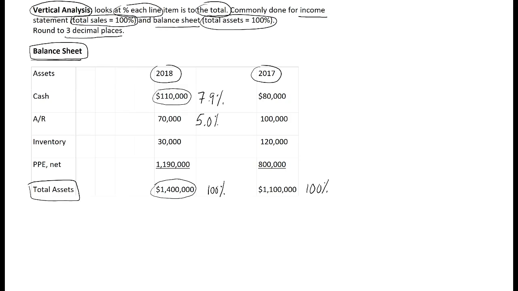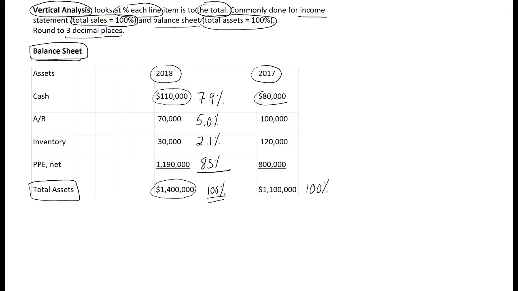Inventory, 30,000 divided by 1.4 million, 2.1%. And then finally, property, plant, and equipment net, 1,190,000 divided by 1.4 million, that's going to be 85%. Now, we know that when we add up the percentages, the 7.9, the 5, the 2.1, and the 85, we should get a total of 100%, and we do. So all we're doing is just figuring out how much each individual asset is as a percentage of our total assets. And we can do the same for 2017.